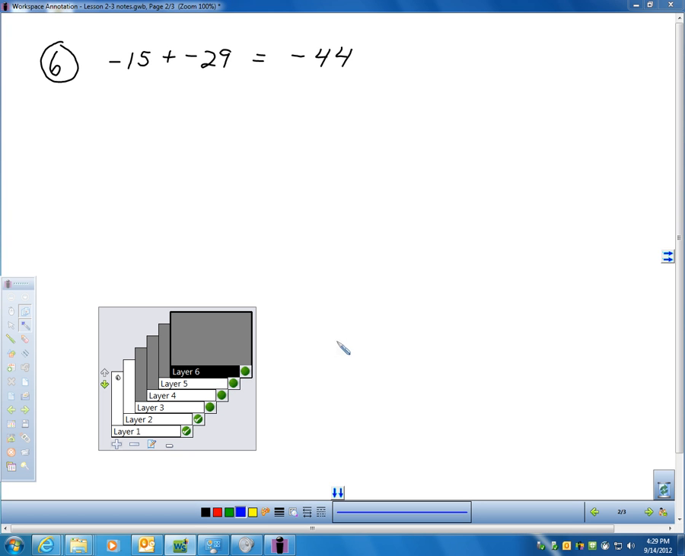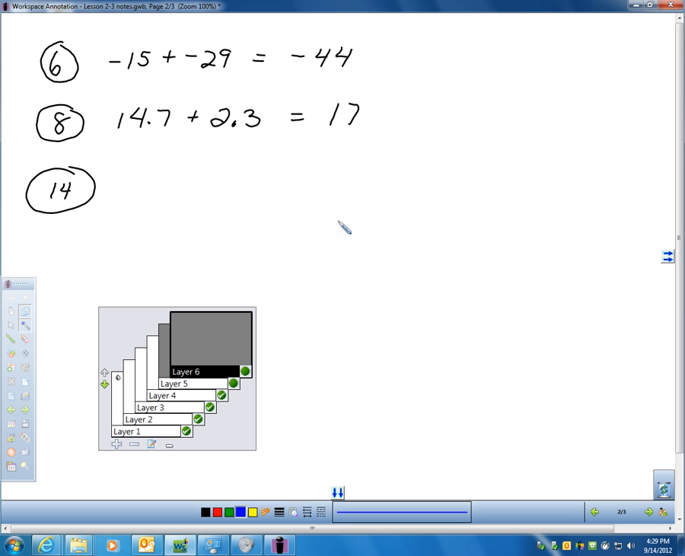Or question 8, 14.7 minus negative 2.3. I'm not actually going to do that. I'm going to change it to addition. I'm going to do 14.7 plus 2.3. Well, that's easy. 14 plus 2 is 16, and 0.7 plus 0.3 is 1. That's 17.